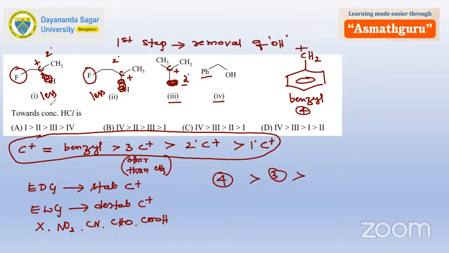Then coming to second and first, who is more stable among first and second? Fluorine is a bit away in the second option, it is 2 carbon atoms away, whereas here it is very near in the first. So the second is more stable, then the first. 4 is more than 3, 3 is more than 2, 2 is more than 1. What is the option? So C option.